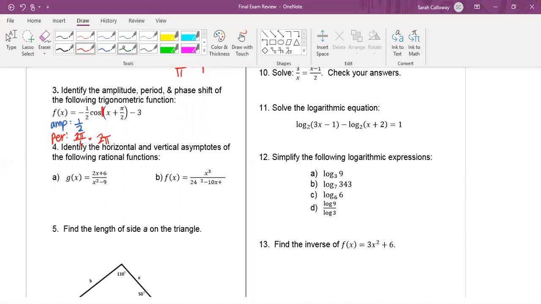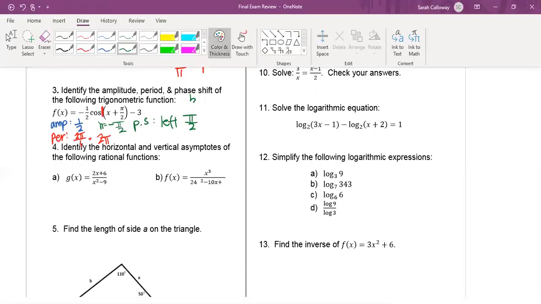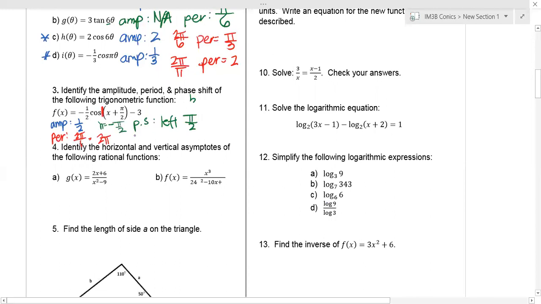Remember that the phase shift is essentially the h value, and since h is always inside parentheses, it's the opposite of what you see. So h here is negative pi over 2, not positive pi over 2, which tells you that the phase shift for this graph is going left pi over 2 units. And since we have a k value there, even though it's not asking us, let's determine what that is. So the vertical shift is the k value. This number 3 is the value for that, so this is -3. The vertical shift is down 3.